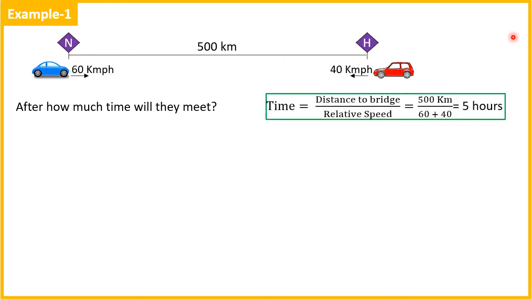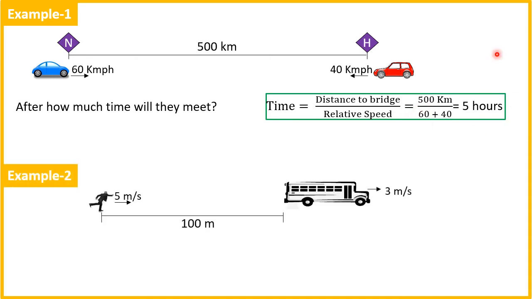Time is equal to distance to be covered divided by relative speed. Distance upon speed. So यहाँ पर distance to be covered divided by relative speed. कितना distance cover करना है? Obviously 500 km. And relative speed will be the addition of their speeds, that is 60 plus 40, which comes out to be 5 hours.